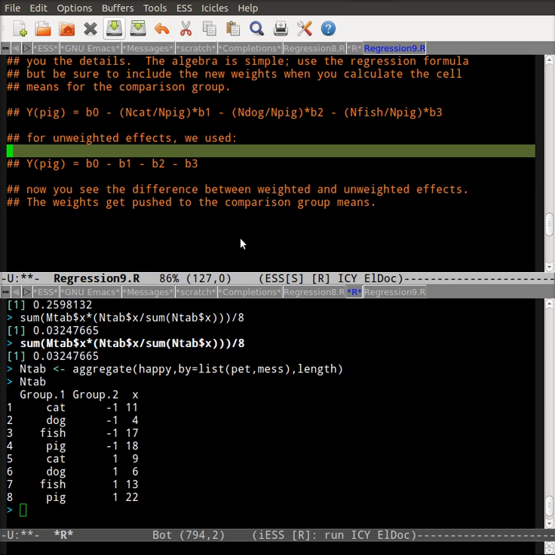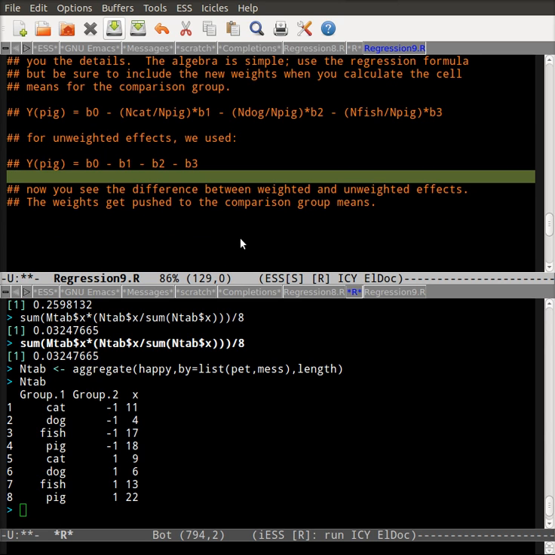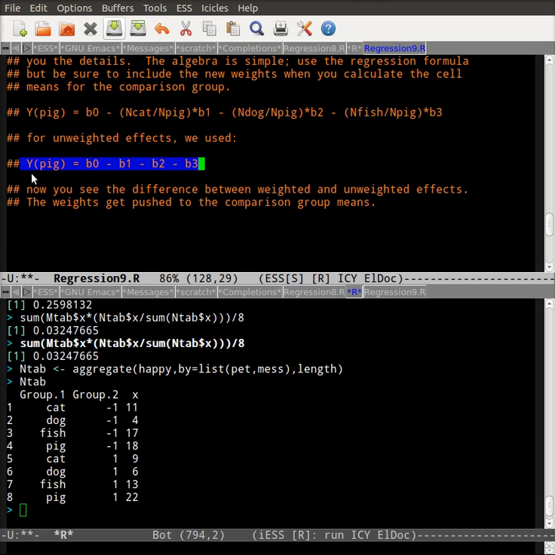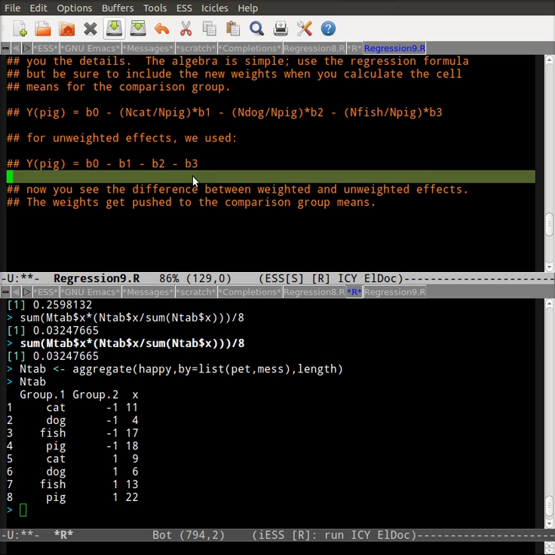And if you notice that for unweighted effects, it was very simple because this ratio remained the same. It was a unit weight. So we could find out the expected value of our comparison group pigs would be just B0, our intercept, minus the coefficients, the main effect coefficients, B1, B2, and B3. Now remember that this is a main effects only model, and this is precisely how we would compute this. If we had interactions, we would include all of the other coefficients as well with their appropriate coefficient weights.